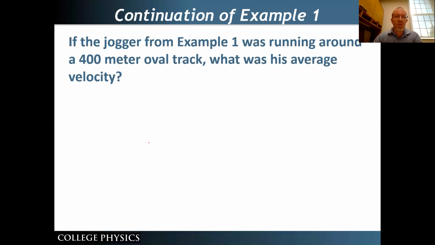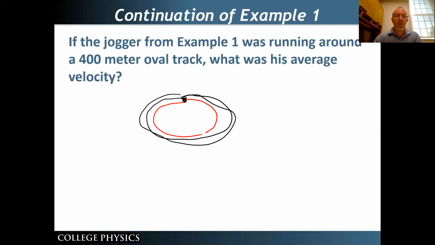So let's think about the jogger's displacement. If we've got a 400-meter track, there's our 400-meter track, and we think about the number of trips our jogger takes around that 400-meter track. Well, let me change my color of my ink. Say that the jogger starts out right there. The jogger makes one trip around the track, that's 400 meters. Another trip around the track, that's another 400 meters. Another trip around the track, that's another 400 meters. So it takes the jogger 3 trips around the track to make a distance of 1,200 meters.